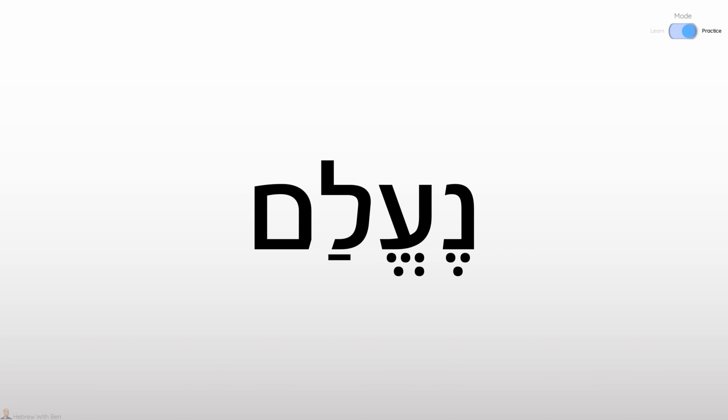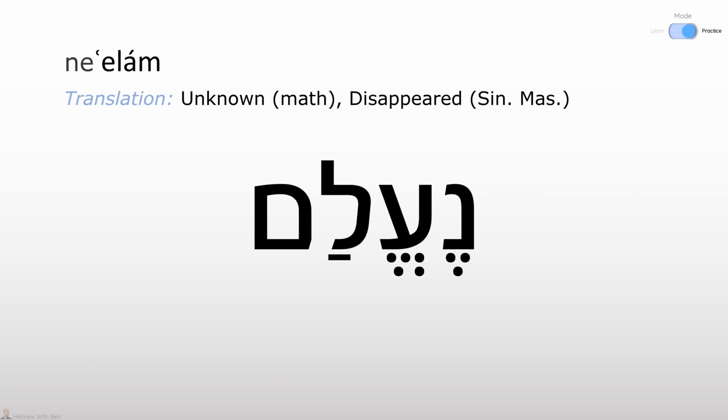The word on the screen is Ne'elam. Ne'elam. The first letter is Nun and decorated with Segol, which is the Nikud sign from the previous lesson. It creates the syllable Ne. The second letter is Ain and decorated with Chataf Segol. It creates the syllable Ae.